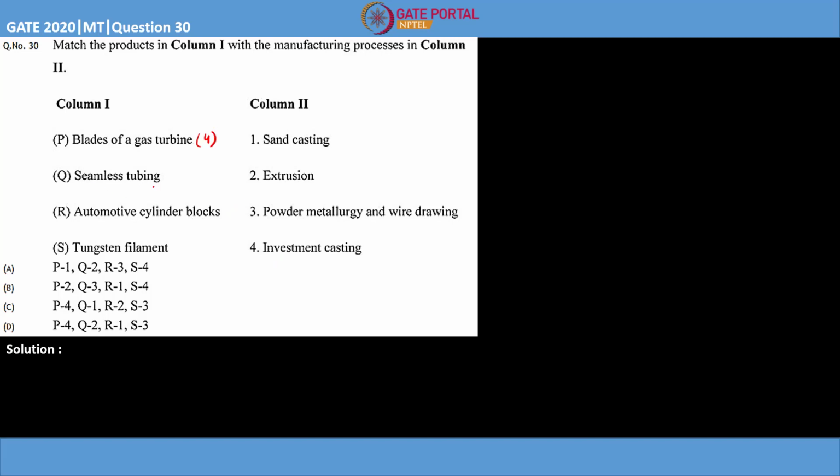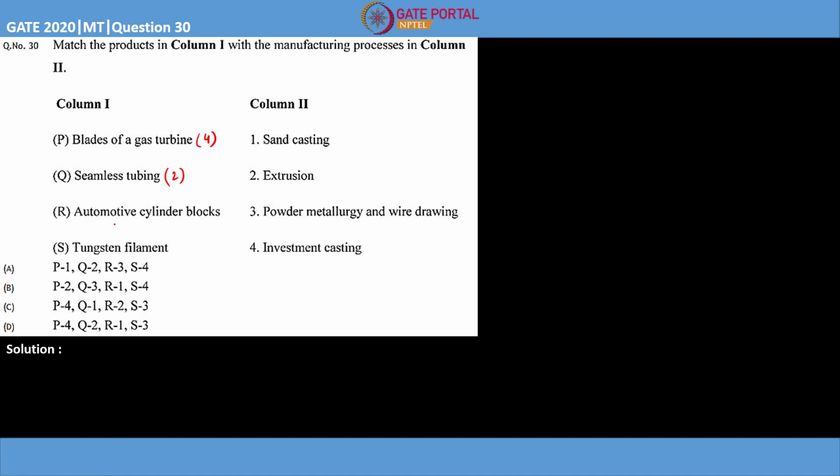Now seamless tubes. Seamless tubes are basically made by extrusion process, right? So seamless tubes are made by extrusion, and if you use other manufacturing processes like casting, it will be very difficult to make a long pipe without any seam. So the only option we have is extrusion, by which we can make seamless tubing.